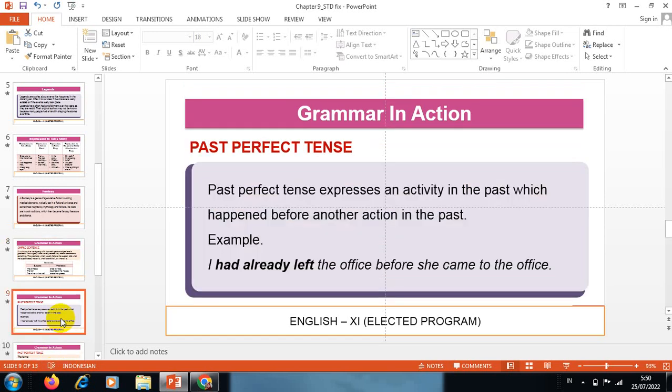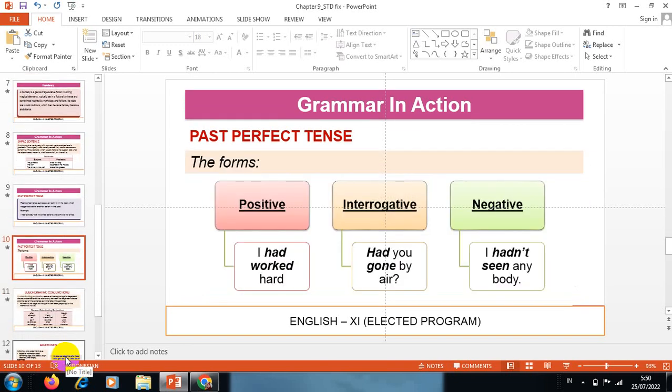The grammar used in narrative: past perfect tense. Past perfect tense expresses an activity in the past which happened before another action in the past. For example, I had already left the office before she came to the office. This is the form of past perfect tense.